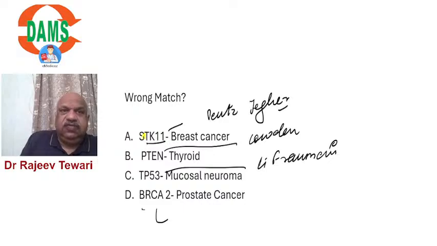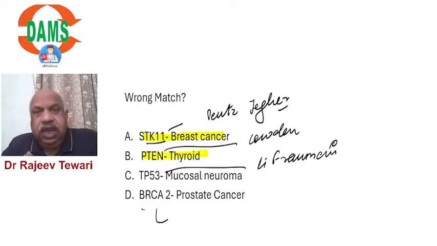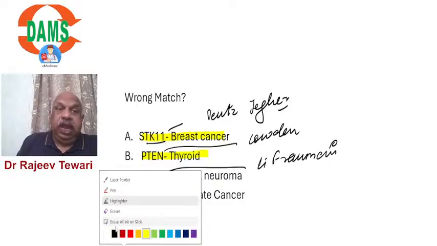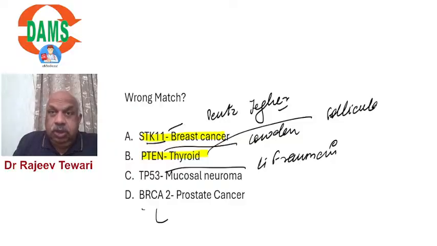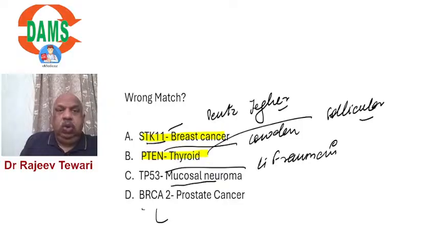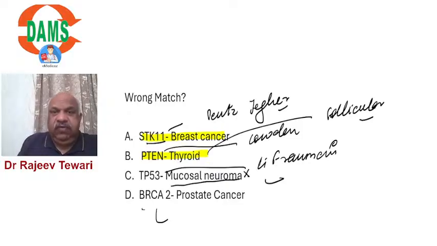So breast cancer is found in Peutz-Jeghers. PTEN thyroid, yes, PTEN Cowden syndrome can have thyroid, breast, macrocephaly, endometrial cancer. And another important point, the thyroid cancer here is follicular. Usually you have papillary, but here follicular. Mucosal neuroma is not a feature of Li-Fraumeni. This is a feature of MEN too.